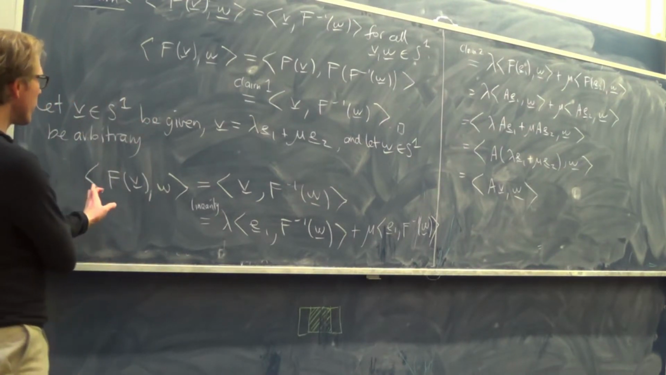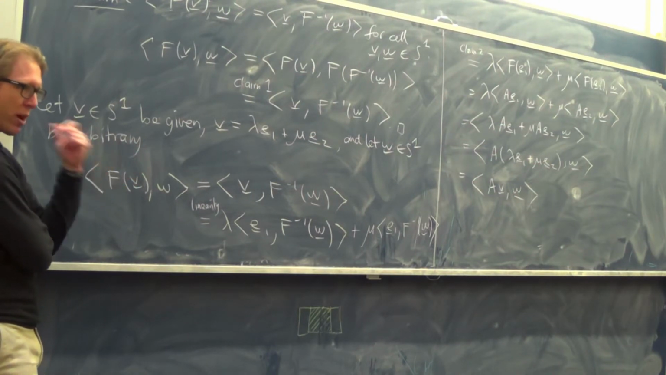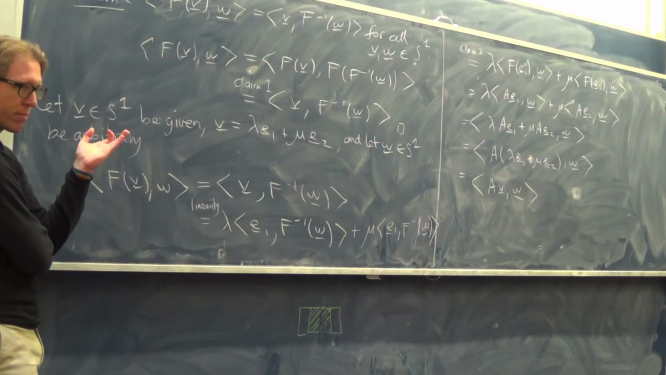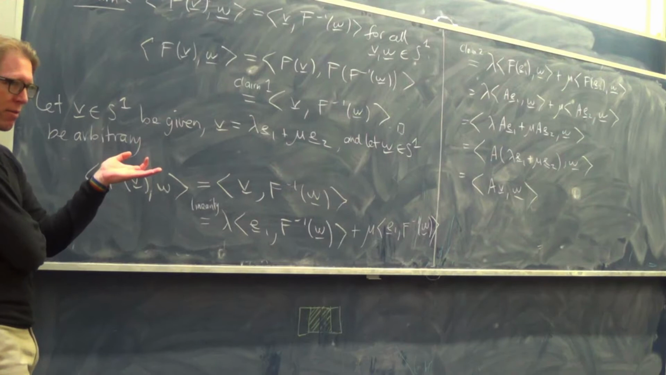Okay, so what have I shown? I've shown that f V and A V, they're two vectors. When I pair them with anything, I get the same number. So I claim F V therefore equals A V. Why is that?